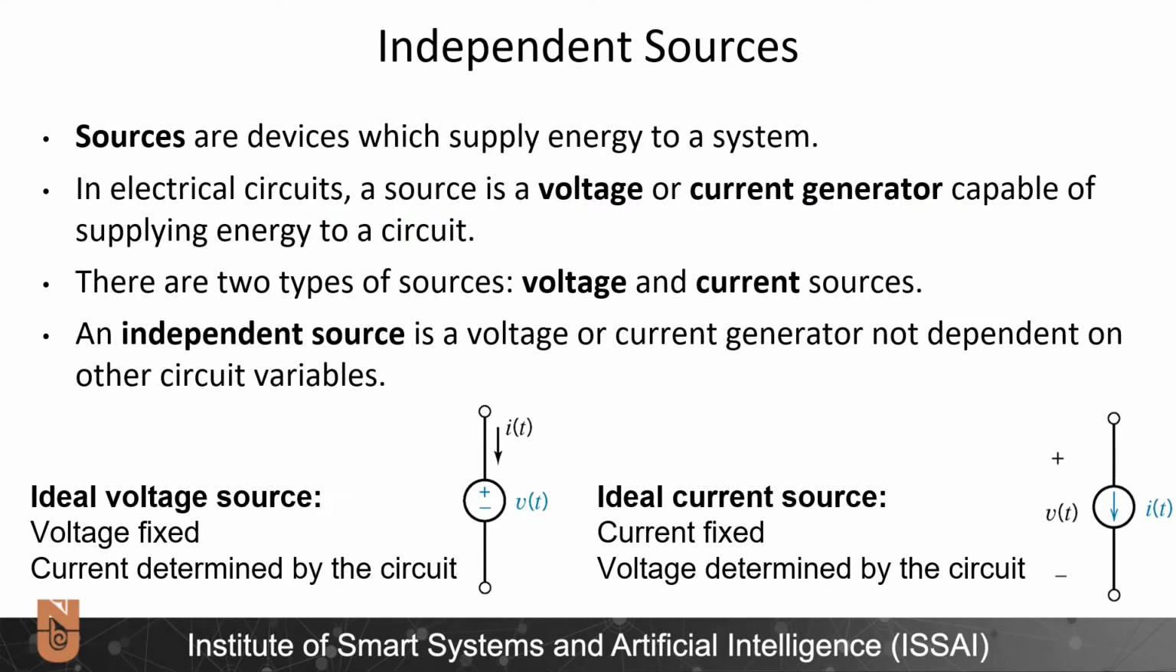Sources supply energy to a system. In electrical circuits, we have voltage and current sources. An independent source is a voltage or current generator, not dependent on other circuit variables. An ideal voltage source has the voltage fixed and the current is determined by the circuit. Similarly, an ideal current source has the current fixed and voltage is determined by the other elements of the circuit.